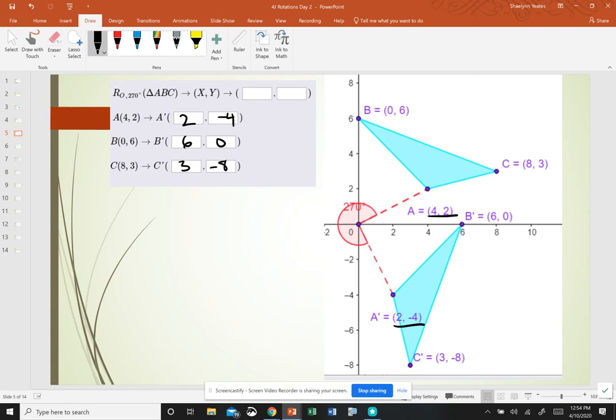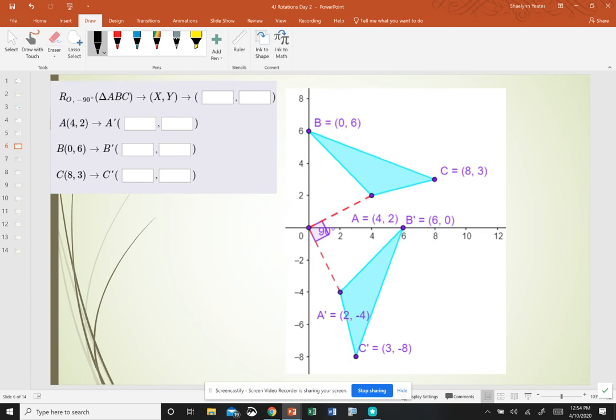So what happened to X? So here's my X, here's my Y. What happened to my X? It went from a 4 to a 2. So it took my Y value. That's literally all it did. So this is just the Y value. What did the Y value do? It's now the X value, but it's no longer the positive X value. It's switched signs on you. So that's the rule for rotating 270 degrees.